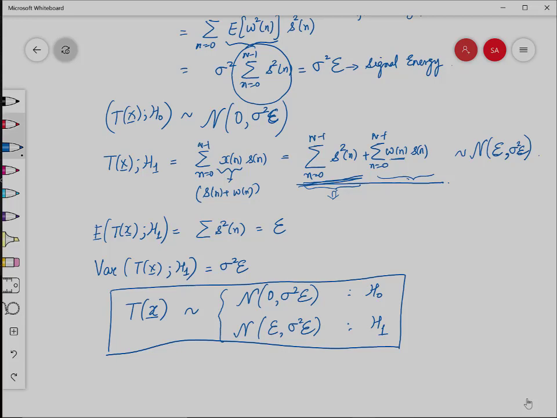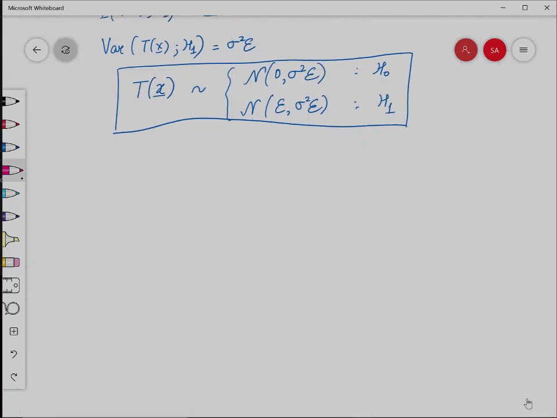All right, now what we do in classical detection theory is that we try to maximize the probability of detection such that the probability of false alarm is equal to alpha. Now what is the probability of false alarm here? The probability of false alarm is the probability that Tx is greater than gamma dash under hypothesis H0. So this is equal to the integral from gamma dash to infinity.